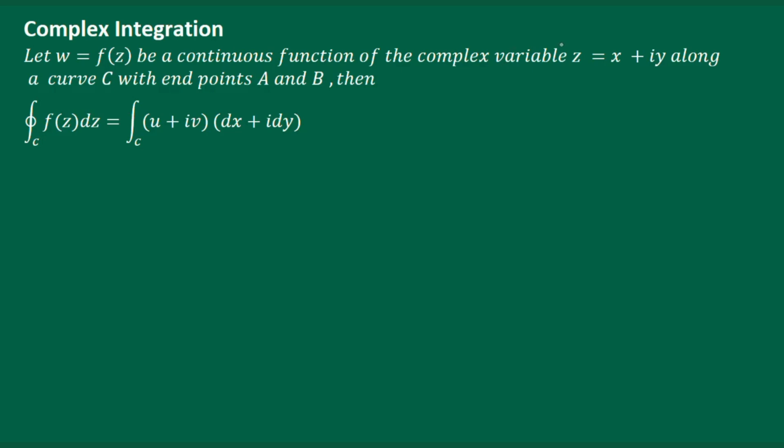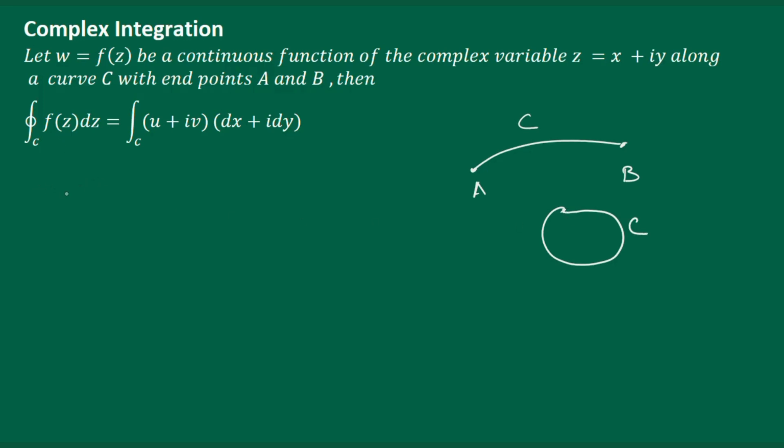Here, z is said to be a complex variable which is represented as x plus iy along a curve capital C with endpoints A and B. Let us consider a curve. This is the curve C and the endpoints are A and B. Here we are going to integrate f of z dz over the closed curve C. Actually, this symbol represents a closed curve C. Here it is an open curve. Closed curve means it should be closed. So this is the curve C.